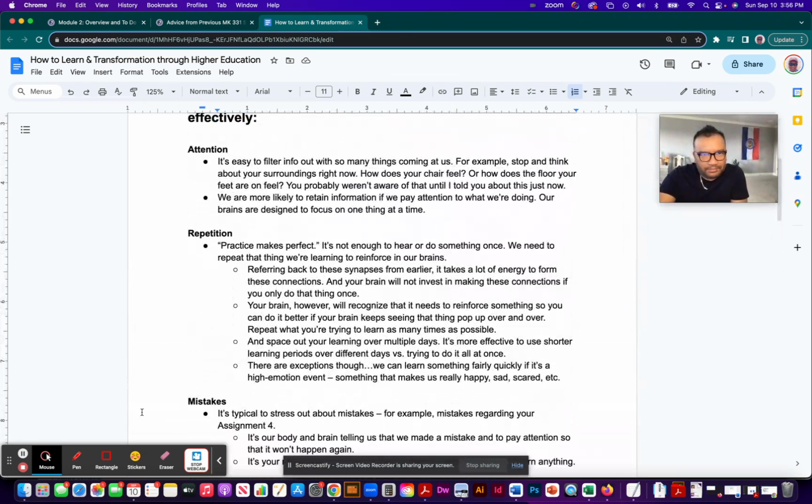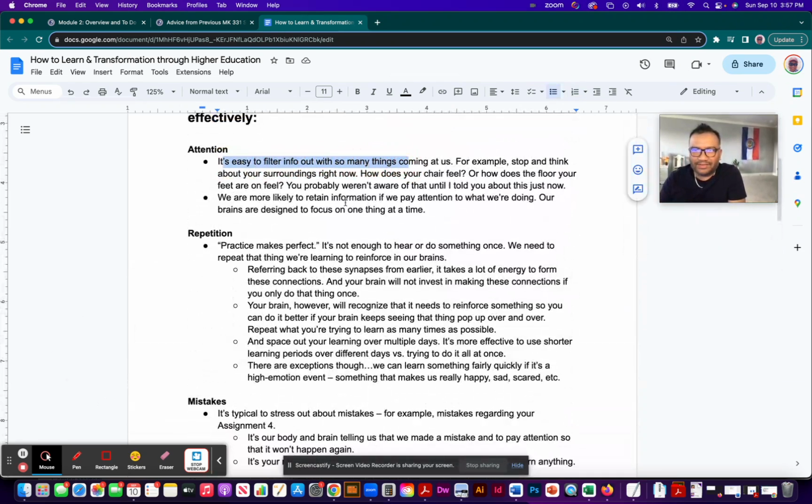So think about this. It's easy to filter out info with so many things coming at us. For example, stop and think about your surroundings right now. Me, up until now, when I'm finally at this point where I want to talk about this, I haven't thought about how the chair I'm sitting on feels. I can feel that it's nice and sturdy. It moves around. That's something I haven't noticed up until now, right? And then the floor, like, ooh, carpet, nice. I haven't really thought about that either.